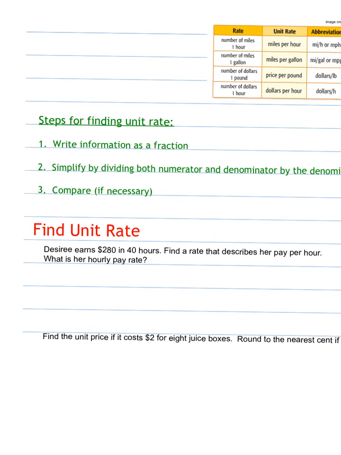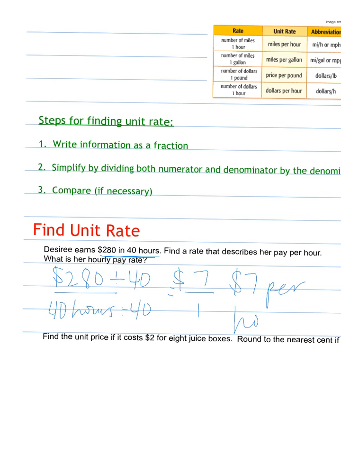Okay, so here's some examples. Desiree earns $280 in 40 hours, and we want to find a rate that describes her pay per hour. What is her hourly pay? So how much does she make per hour? Well, here are our numbers that we're comparing. Our first number goes on top, so $280 over 40 hours. Second step, simplify by dividing both of these by the denominator, which is 40. 280 divided by 40 is 7. 40 divided by 40 is 1. So now we have a unit rate, and this is telling us that she makes $7 per hour.